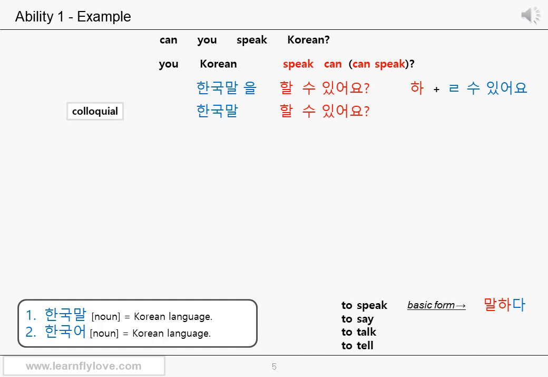Otherwise, you can casually ask, "Can you speak Korean?" 한국말 할 수 있어요? Without the object particle 을. 한국말 할 수 있어요? It's totally okay in spoken Korean. 한국말 할 수 있어요? Let's answer this question. Yes, I can speak Korean. Yes, I, Korean, speak can. Yes, you can use 네 or 예 for yes in a Korean honorific sentence. Let's use 네 here. Yes, 네.